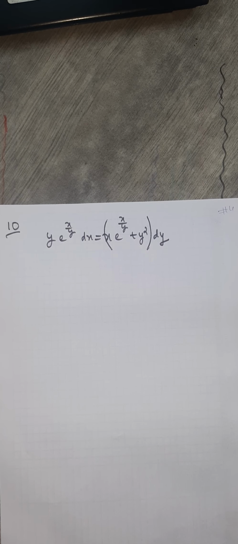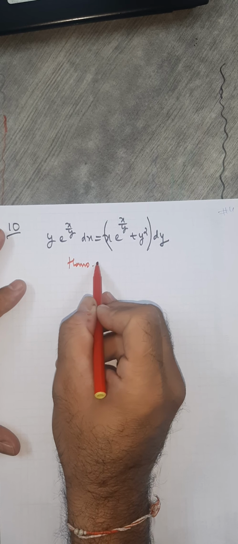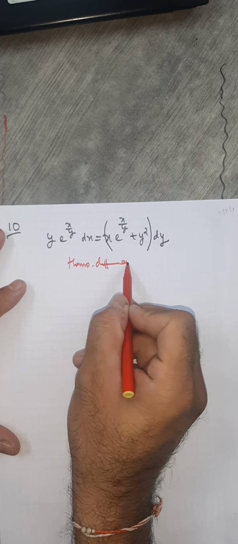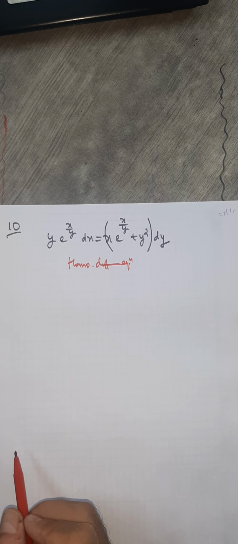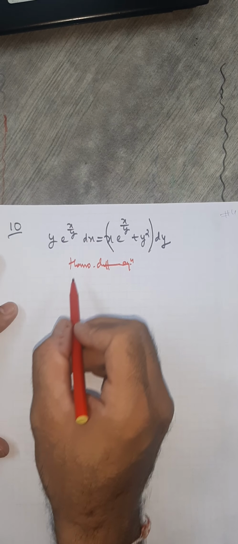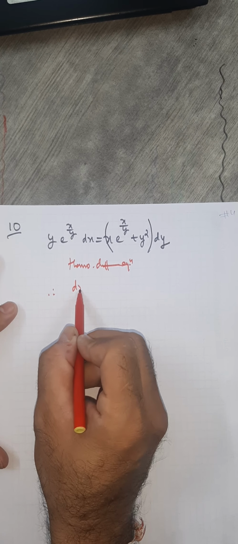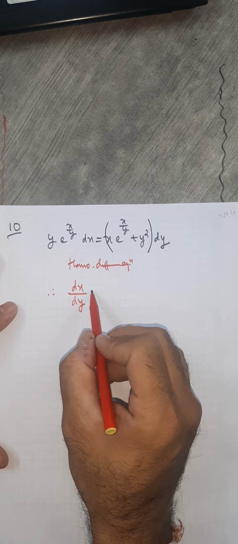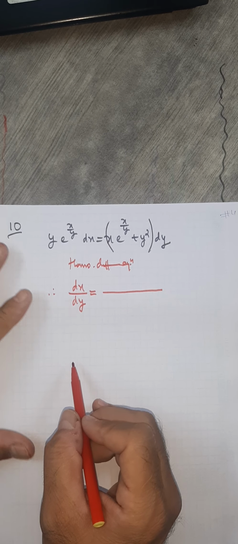Question number 10. By observation you can see that x by y is involved. That means it's a homogeneous differential equation. If you have x by y or y by x, it has to be homogeneous. But here you have x by y, so we need to get which expression? Not dy by dx, dx by dy, remember that corresponding form. We need to get the dx by dy.